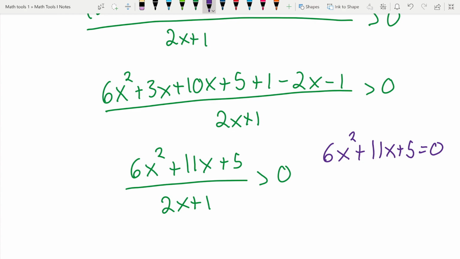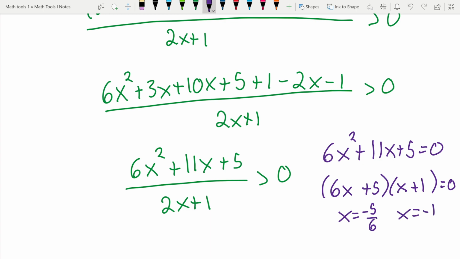Okay, so let's think about it. Can we factor this? Looks like this should be 6x plus 5 times x plus 1, right? So this will be 6x plus 5x is 11x. So that should be good. So we have x equals negative 5/6 or x equals negative 1.